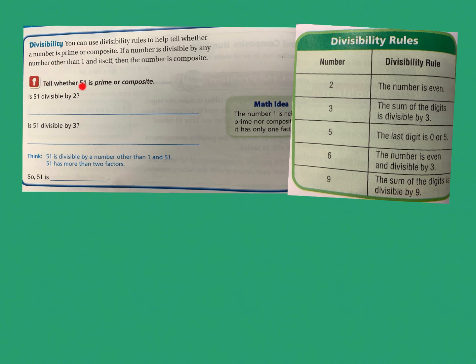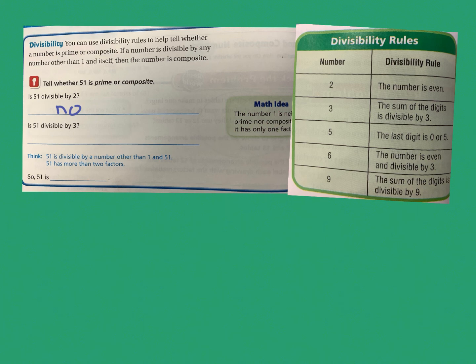They want us to tell whether 51 is prime or composite. And it's kind of a big number and hard to tell. It's odd, so I know it's not that. Is it divisible by 2? No, because 51 is odd. Remember, any number that ends in 0, 2, 4, 6, or 8 is even, and any number that ends in 1, 3, 5, 7, 9 is odd. This ends in a 1. It's an odd number, so that doesn't work. So no, it is not divisible by 2 because it's an odd number.